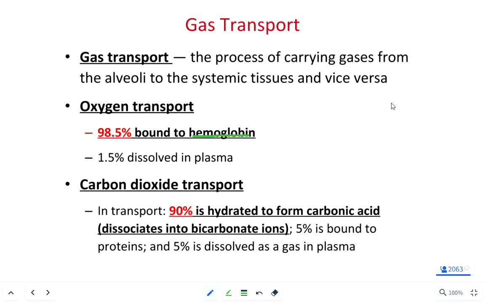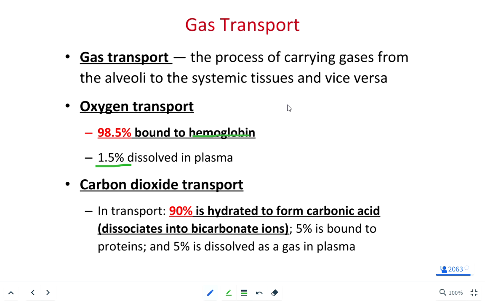The vast majority of oxygen will not be dissolved in the plasma. There's an almost inconsequential amount of oxygen in our blood plasma. Overwhelmingly, oxygen will be transported on the hemoglobin. On the other end of the spectrum, we have carbon dioxide. This gas is overwhelmingly transported in the blood plasma.